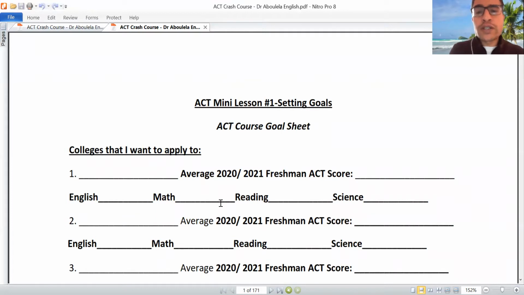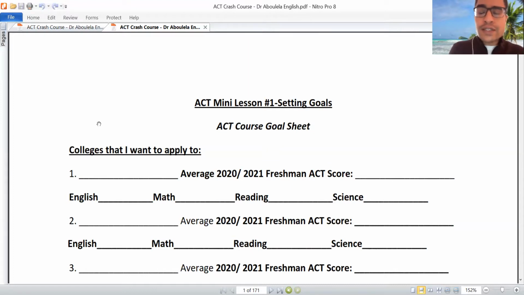So let's get started. As you can see, the crash course consists of many lessons, and in each mini lesson we cover a specific objective. The objective of ACT mini lesson 1 is how to set goals, but I'm also going to give you an overview of the exam, the components of the exam, and an idea about the ACT, how to plan for it and how to prepare for it.